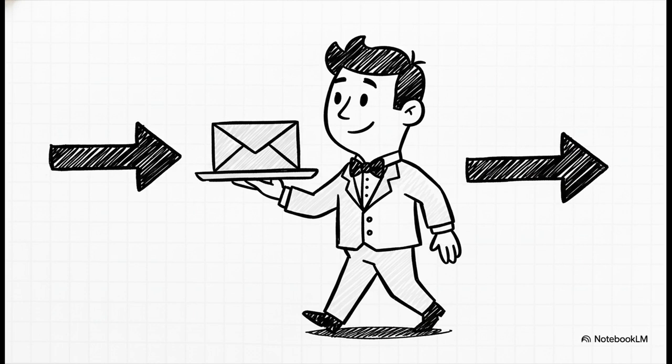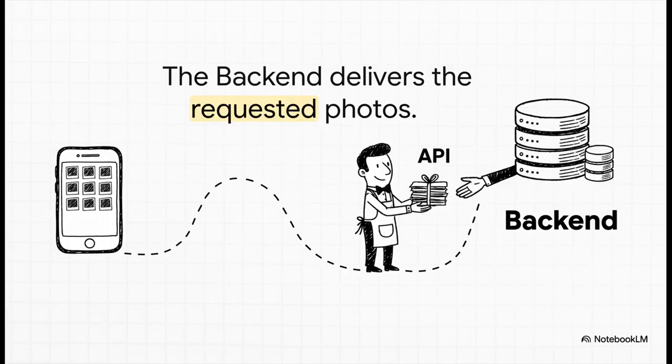The API is like a waiter at a restaurant. It takes your order, understands exactly what you want, and knows who to give it to in the kitchen, the backend. The backend then gets the order, zips over to the database to grab the right photos, and hands them back to the API. The API then hustles them right back to your phone, and boom, the photos pop up on your screen. And that entire round trip, it happens in milliseconds.